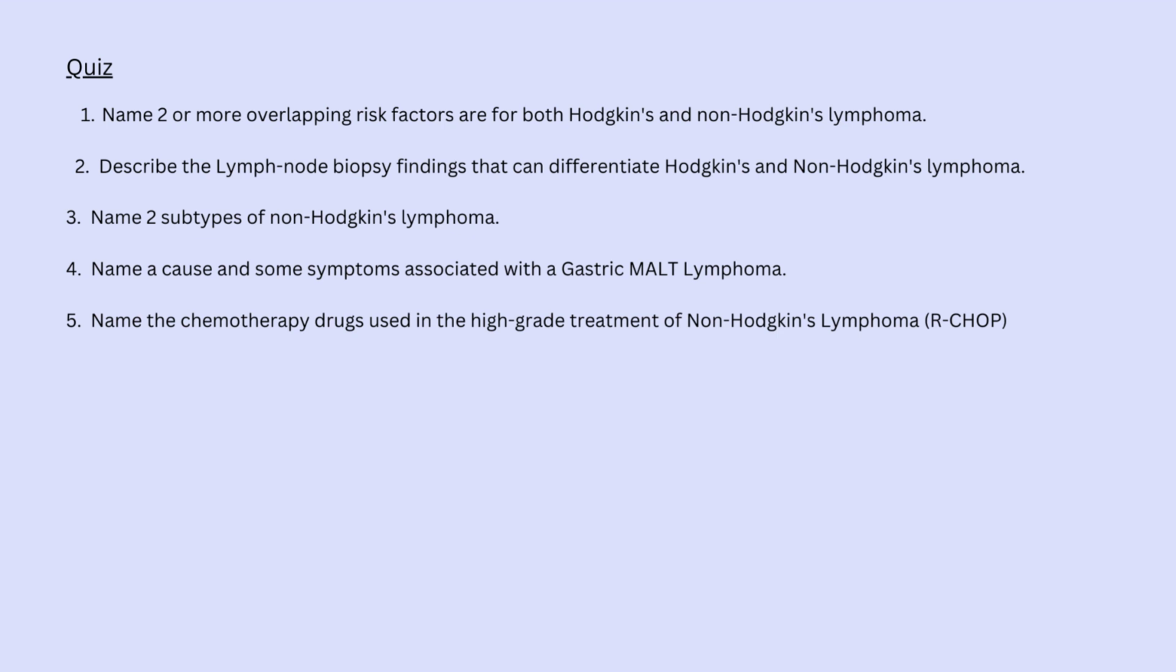5. Name chemotherapy drugs that can be used in high-grade treatment of non-Hodgkin's lymphoma. So R-CHOP. R-CHOP stands for rituximab, cyclophosphamide, hydroxydaunorubicin, vincristine, and prednisolone. So just count up your scores for what you got in the quiz and comment down below.